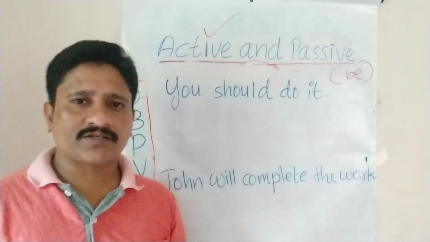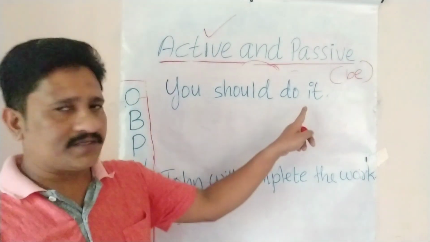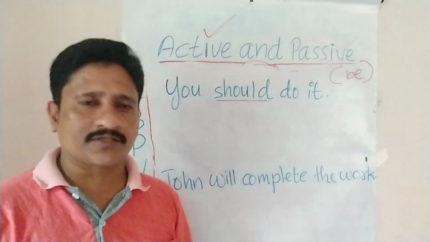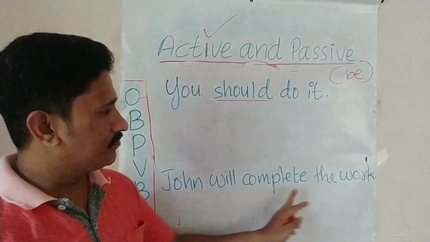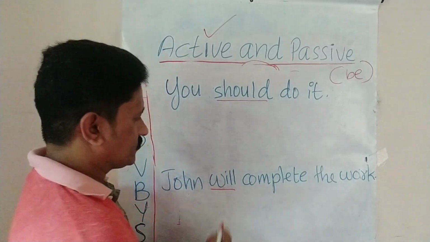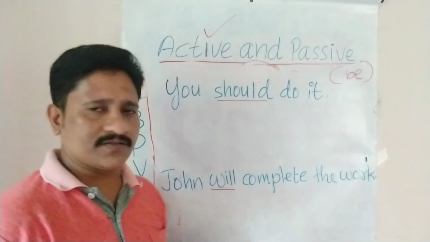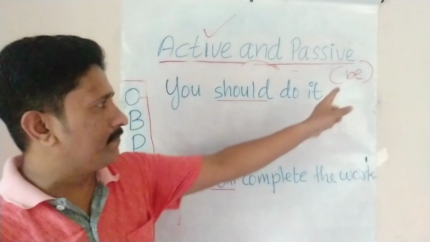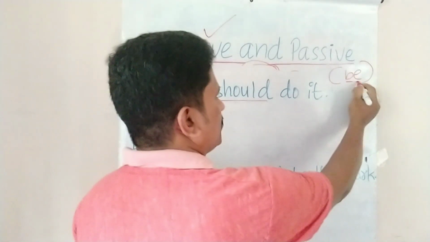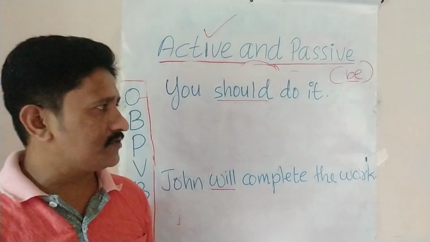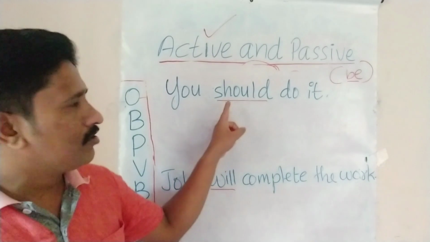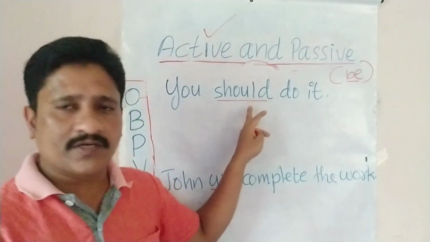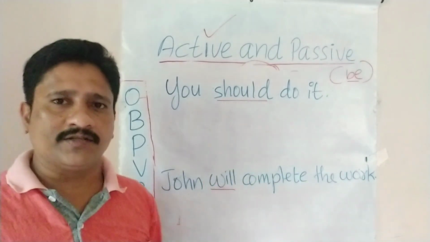Now moving on to the next one, you should do it. In this case you might have seen there is a use of modal auxiliary. John will complete the work. Here as well, you can see will as a modal auxiliary. So when there is a modal auxiliary in the given sentence, please remember to use be as the be form. Be is the be form for sentences having modal auxiliary, and it has to be used along with the modal auxiliary given in the sentence.